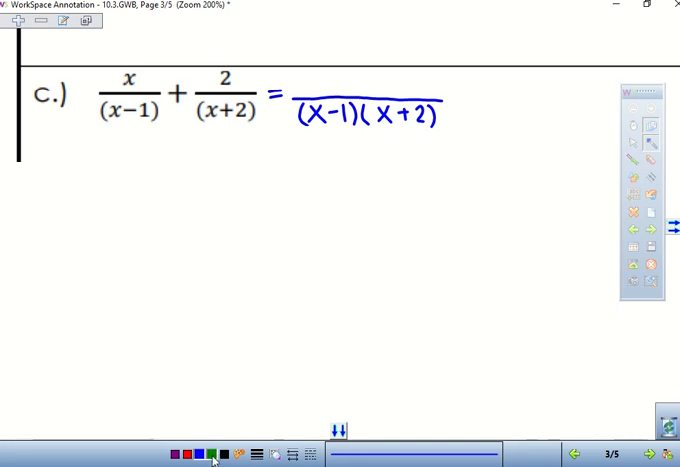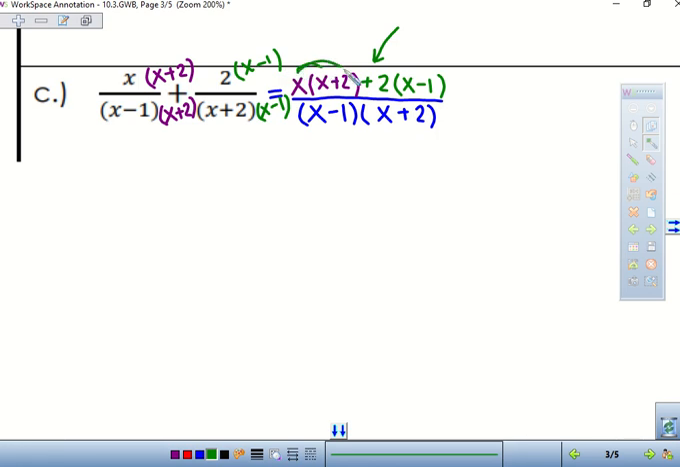And then, of course, when you're dealing with this type of situation, you have to multiply each fraction by the opposite's denominator to get it to have that common denominator. So the first one's going to be multiplied by x plus 2, and the other one's going to be multiplied by x minus 1. So when I write that out, it's going to be x times x plus 2 plus 2 times x minus 1. Now, whenever you end up with an addition or subtraction sign outside of the parentheses, you know you have to simplify this by multiplying it all out and combining like terms.